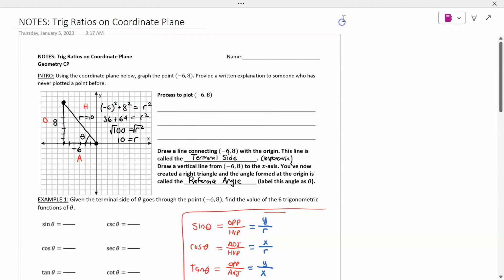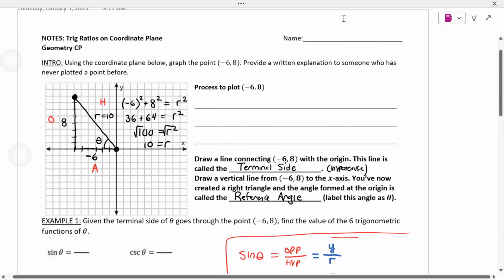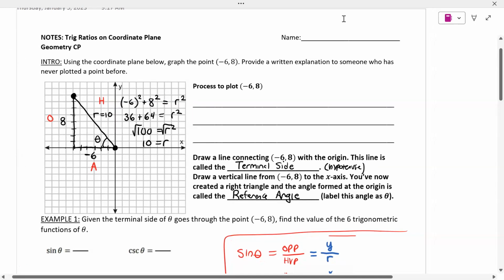Hey everybody, Mr. Field here, and today we're going to be talking about how we can apply our knowledge of trigonometric ratios and actually apply them on the coordinate plane itself. All right, so a little intro here, a couple examples for you to try after I'm done going through a few. Let's start with the first one.